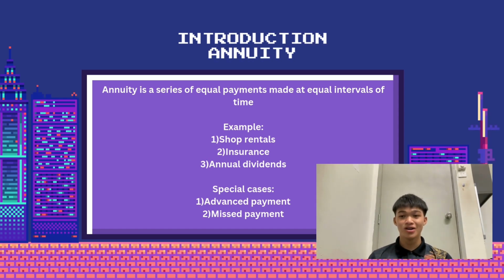An annuity is a series of equal payments made at equal intervals of time. For example, shop rentals, insurance, and lastly, annual dividends. We have two special cases in annuity. The first one is advance payment and the last one is missed payment.